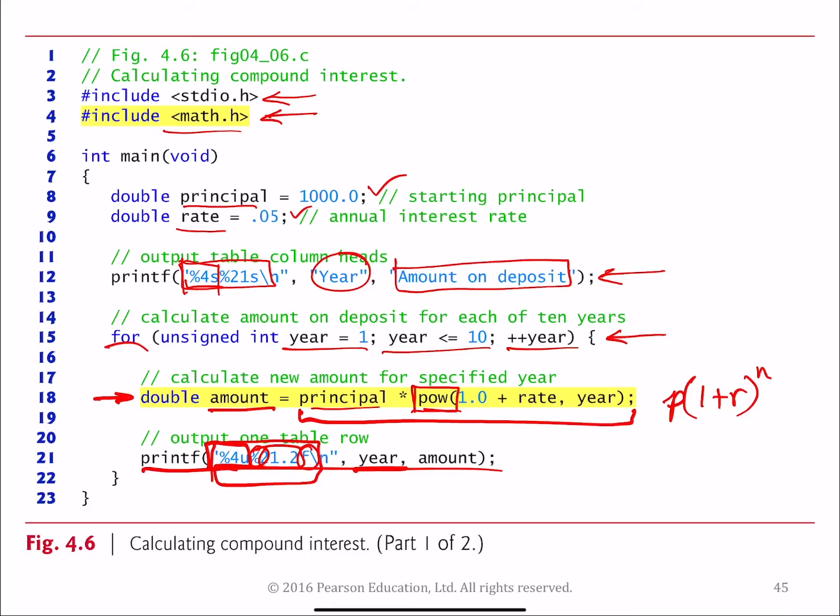The next one is %21s, and that's %21s because we want this to be a 21-character long string, which this one is, 1, 2, 3, 4. You can count it out. These are 21 characters over here.